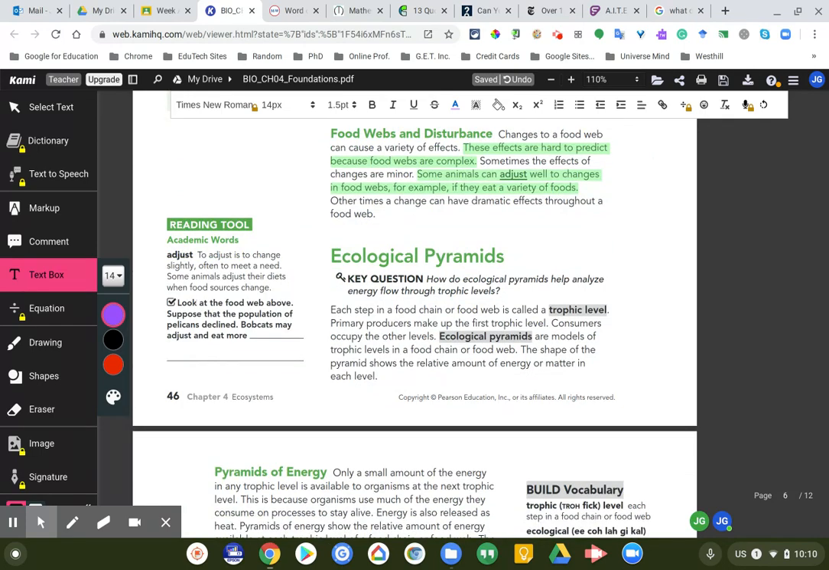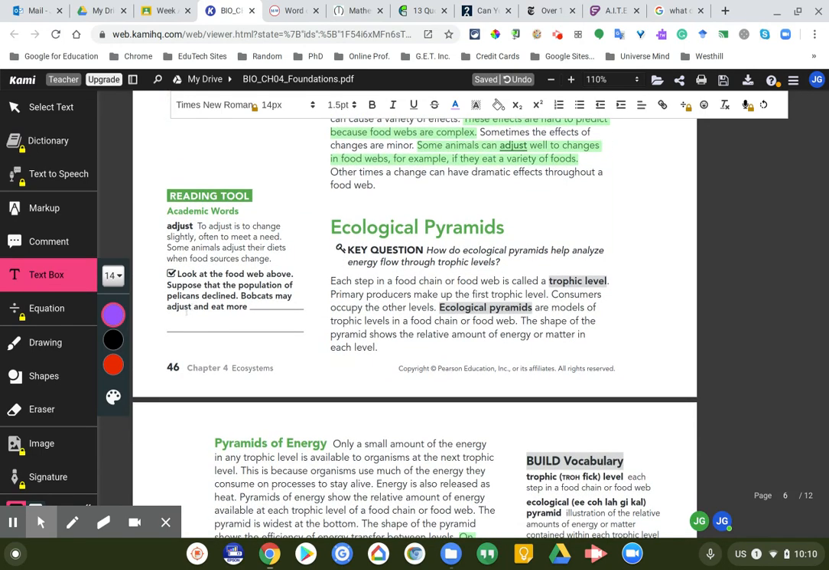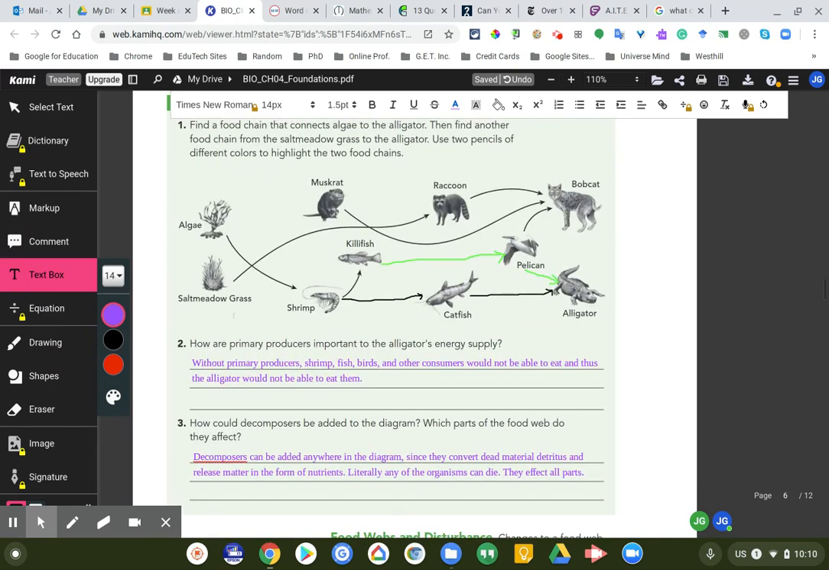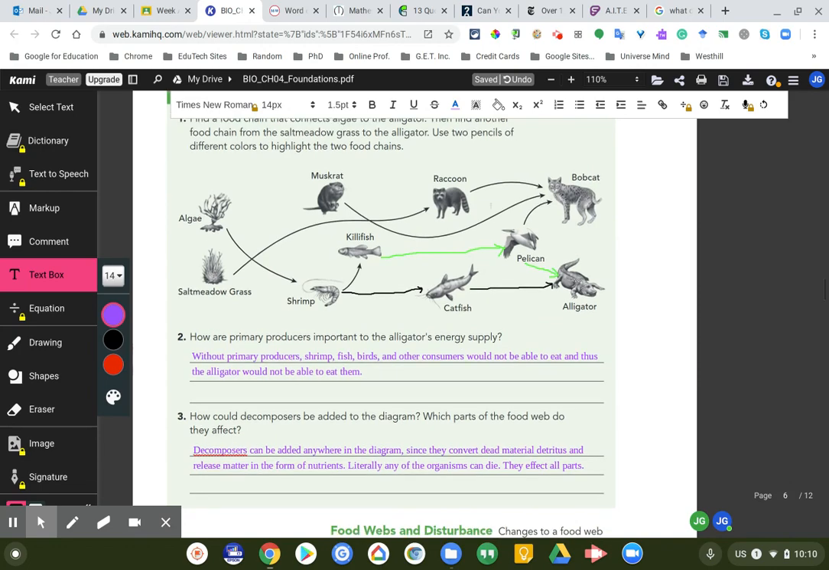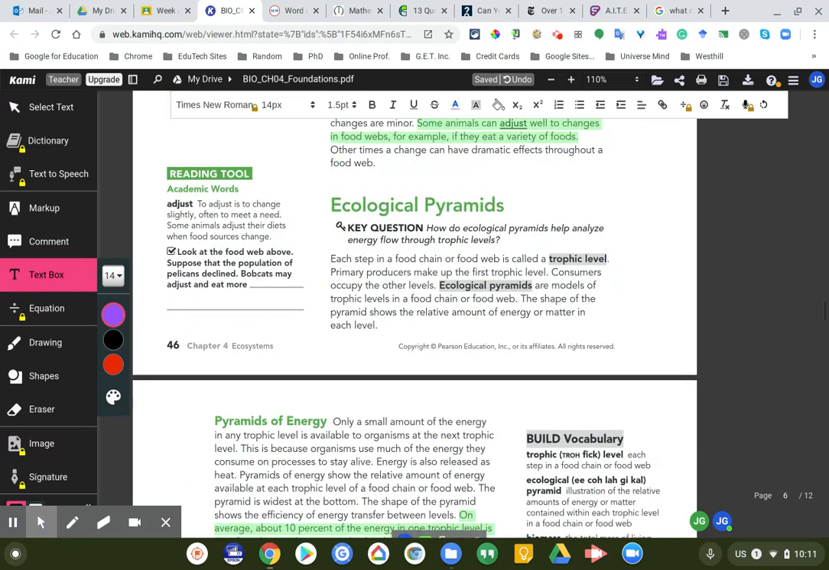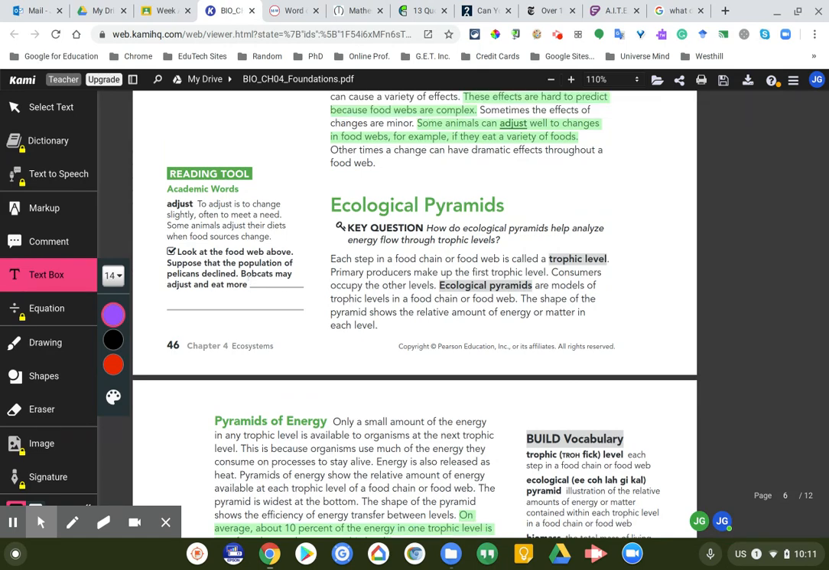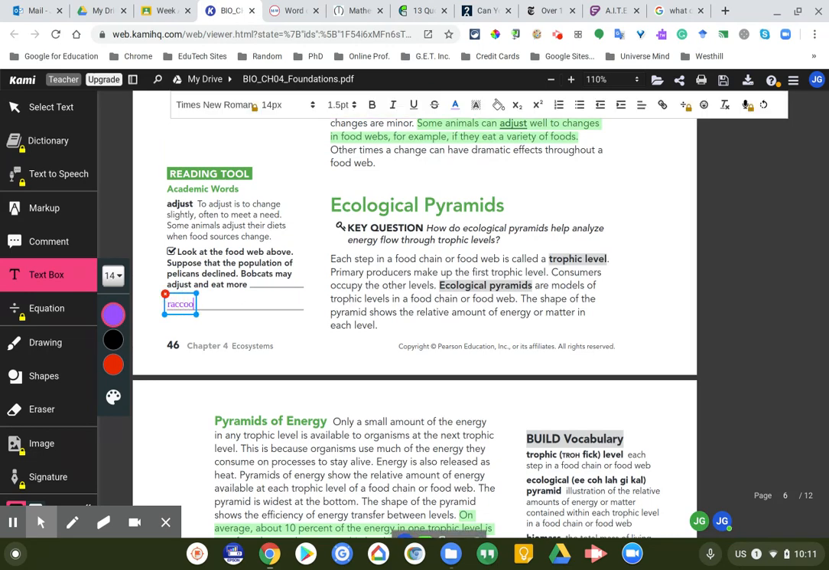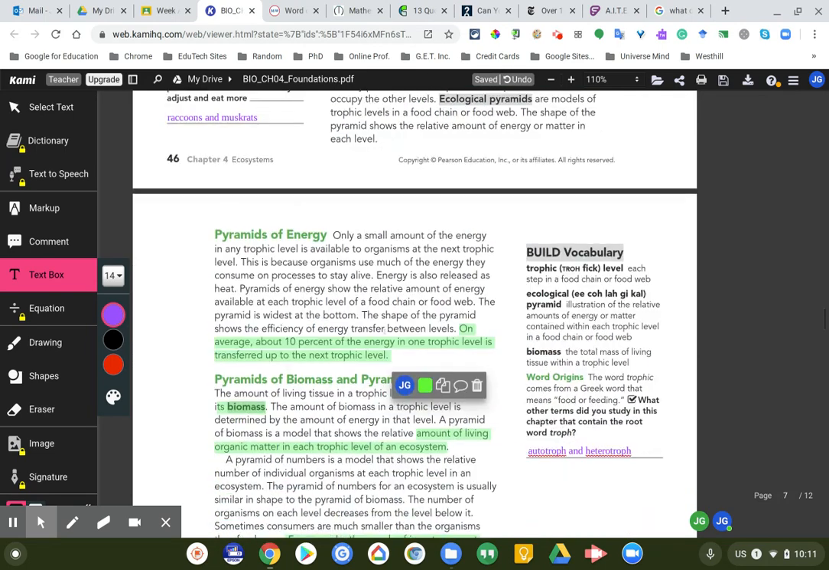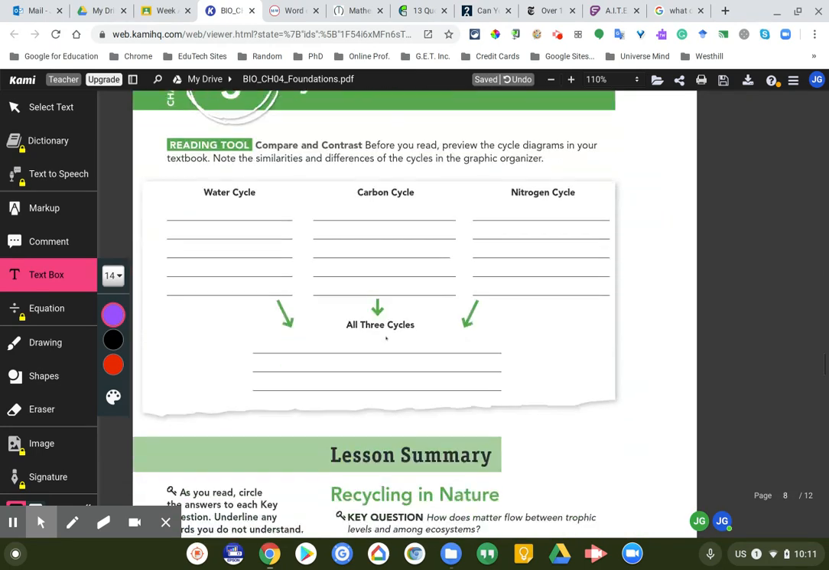Look at this one, too. Look at the food web above. Suppose that the population of pelicans decline. Bobcats may adjust and eat more what? What might bobcats eat more? Probably raccoons and muskrats, right? Okay, if the pelicans decreased, so they probably will eat more raccoons, yes. Raccoons does have two C's and two O's. And muskrats. Okay. It's pretty easy. You can just look right at the answer there.